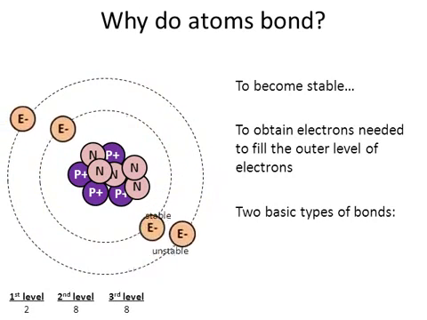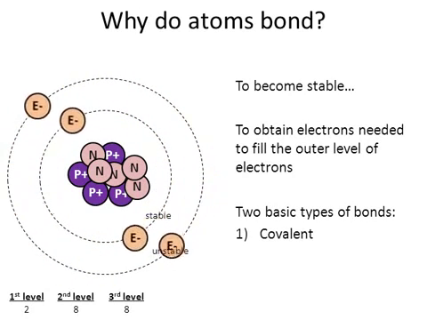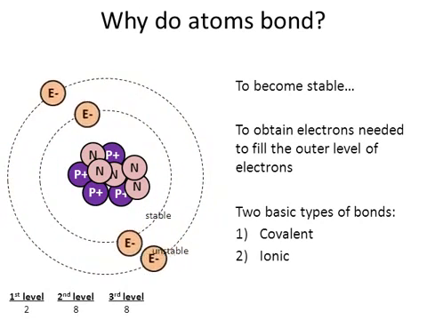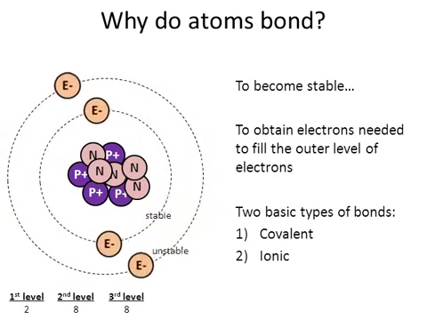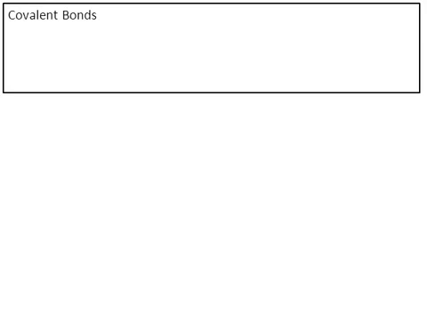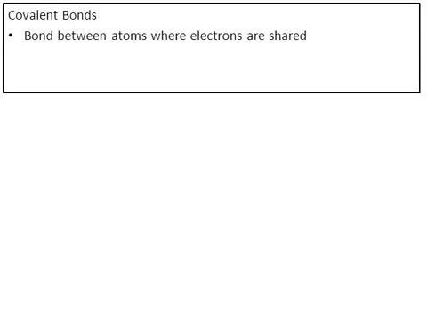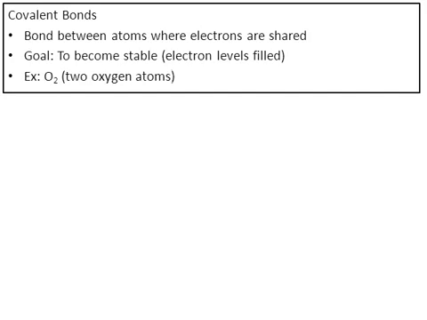Now, there are 2 basic types of bonds, and that's why you're watching this video, to learn the difference between the covalent bonds and the ionic bonds. Let's go over covalent bonds first. Okay, so the basic definition of a covalent bond: it's a bond between atoms where they share electrons. And so the goal of atoms forming covalent bonds is to become stable, to fill their levels of electrons. And the classic example of this is oxygen, the oxygen that we breathe, O2, the oxygen that plants make by doing photosynthesis. It is actually 2 atoms of oxygen stuck together.